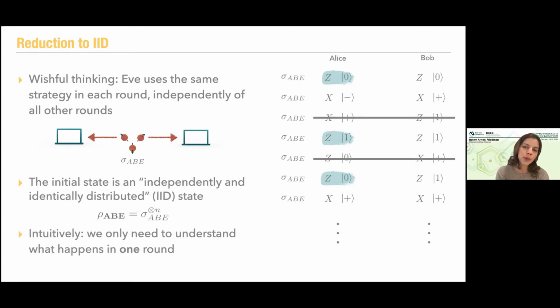Okay, now if this is the case, then intuitively we only need to understand what kind of physics happens in one single round, because she's doing exactly the same in all of the rounds. If we understand the physics and the essence in one round and how much entropy we get in one round, then we can understand what's going on globally on the entire state. In this situation, we call it the IID case, because the state is independently and identically distributed. That's just a name.